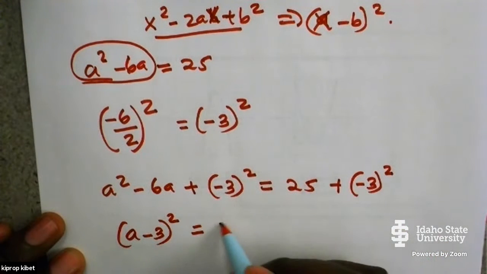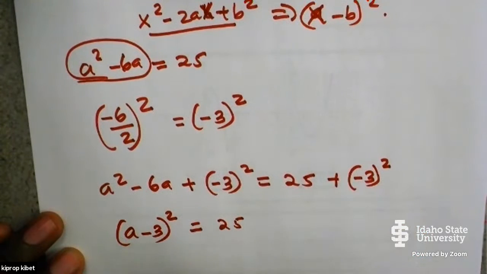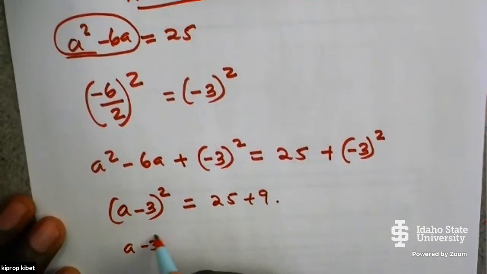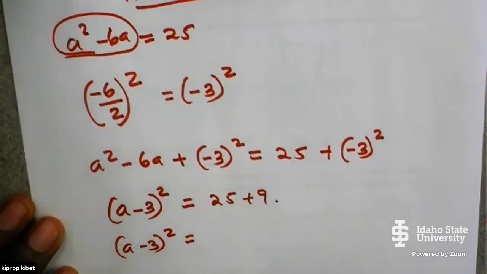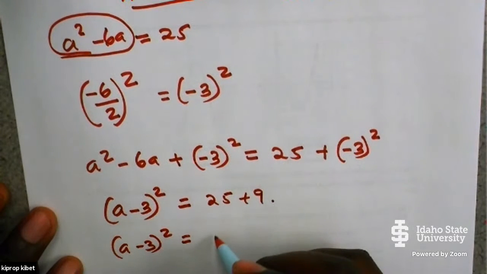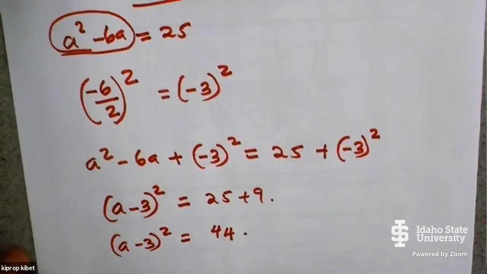So 25 plus 9, so a minus 3 squared equals 25 plus 9, which is what? 44? Isn't it 34? 34, sorry. Yes, 34.